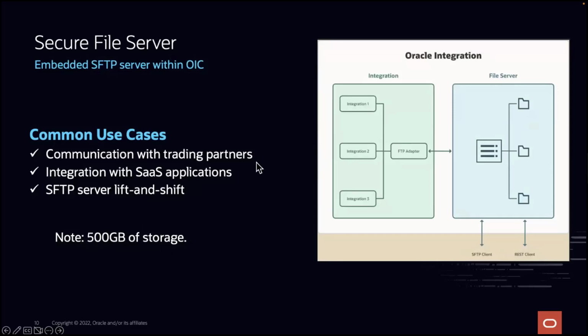So, communication with trading partners, right? Trading partners are sending you files which your integrations are going to process. They could put these files on the file server, and then OIC can pick them up and process those files. The destination or target system being the SaaS applications, so reading those files and pushing them to the SaaS systems. And if you have a current SFTP where you're already doing all this, then it's a good lift and shift, right? Because this is at no additional cost.